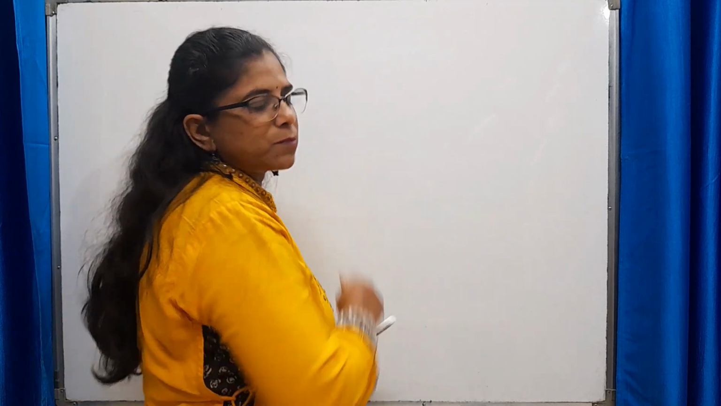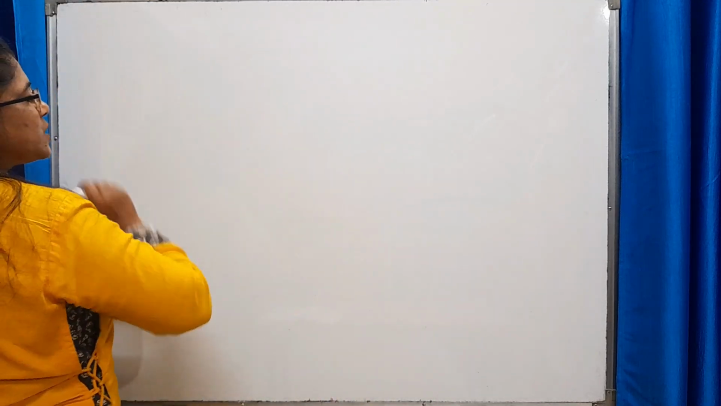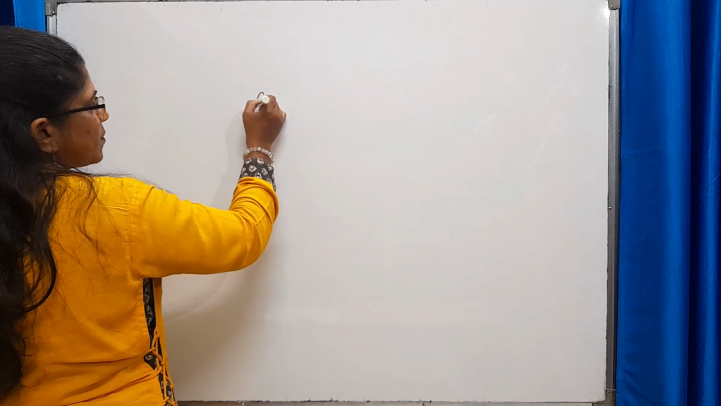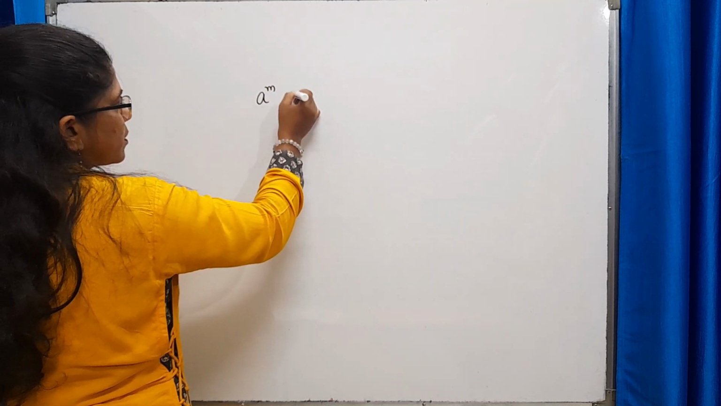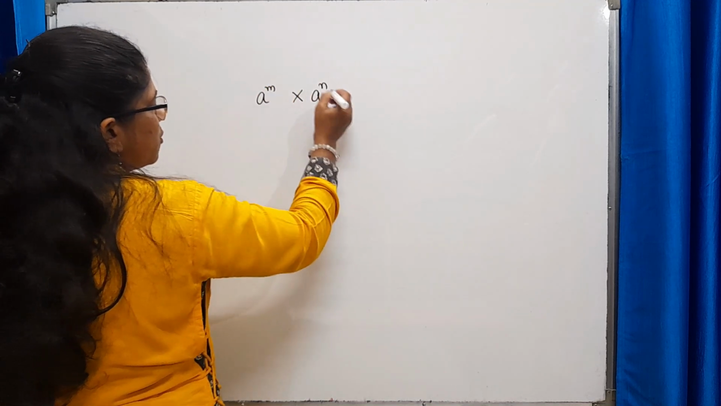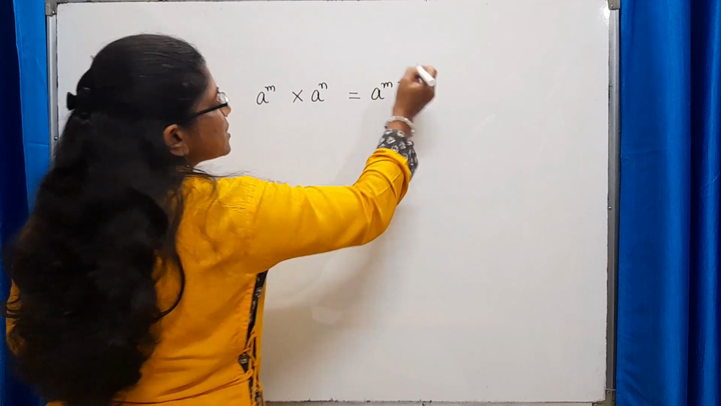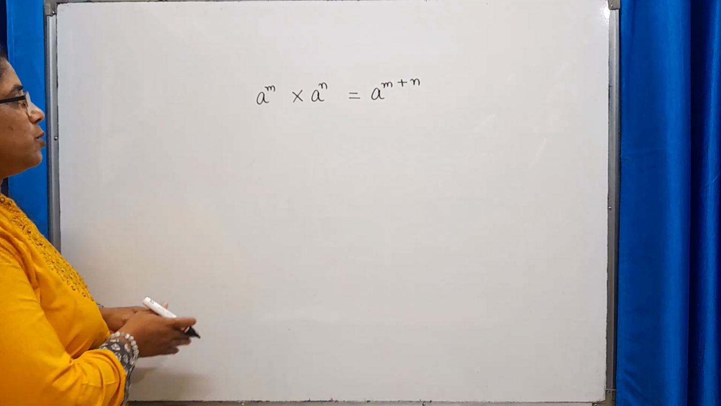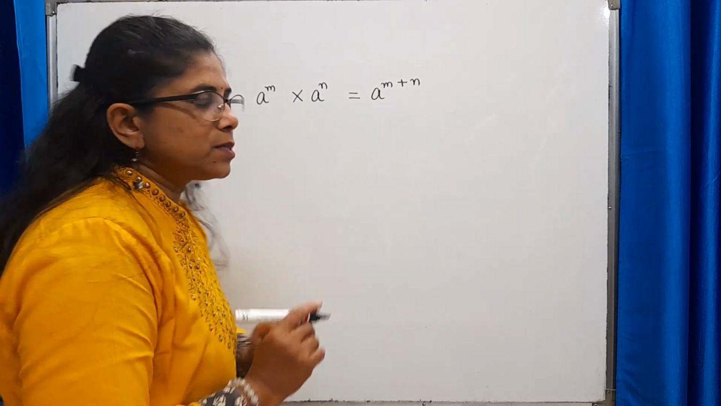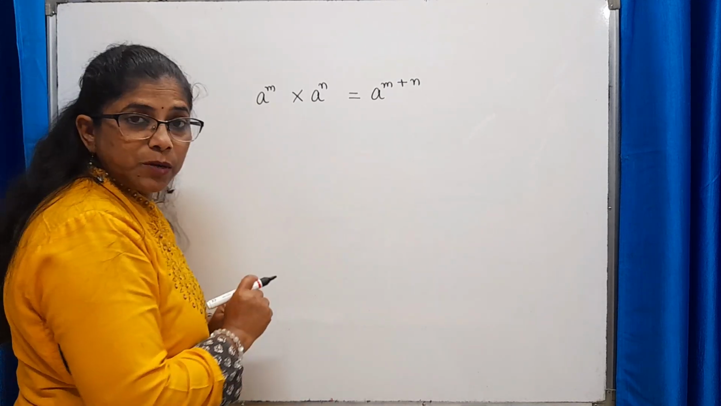Now the first law. The first law of exponent is a to the power of m into a to the power of n is a to the power of m plus n. A to the power of m plus n. Now what is the meaning of this? See, base is same here, right?